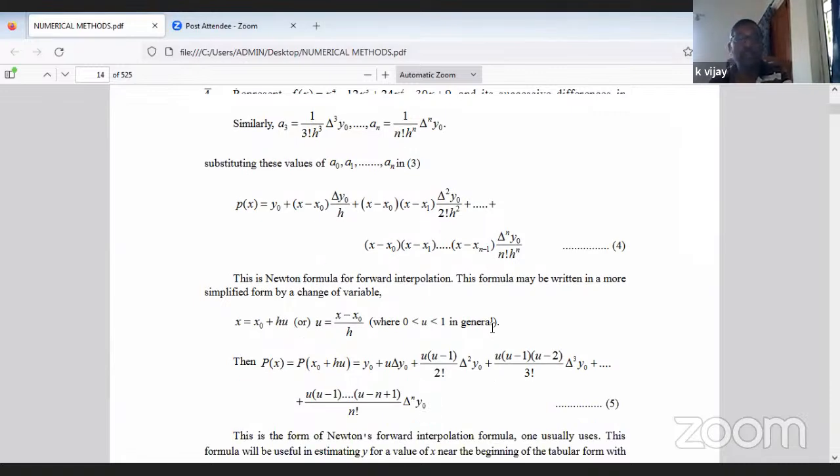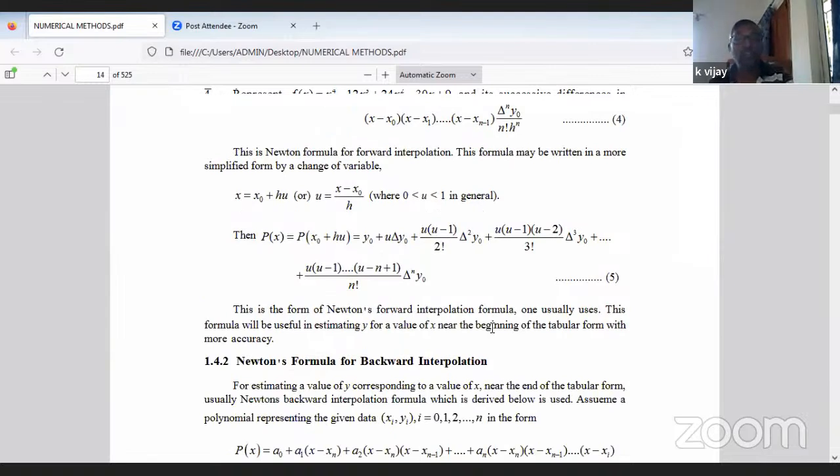The formula may be written in simplified form by changing the variable. P of x is equal to y0 plus u del y0 plus u(u minus 1) by 2 factorial del square y0, and so on. What is the u value? We have u is equal to (x minus x0) by h, that is the u value.